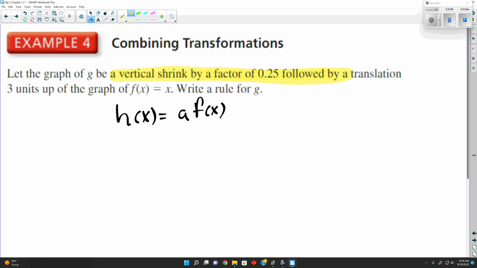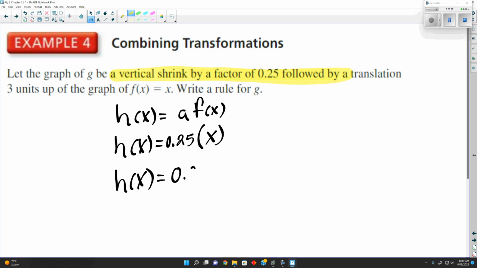Now in our case here, a, our vertical shrink, is what? 0.25. So what we can say is that 0.25 is a, and our function itself, f of x, is what? Just x. So now we just need to multiply those two together, yes? Which will tell us that h of x is equal to 0.25 times x, which is just this here. Any questions on this so far?